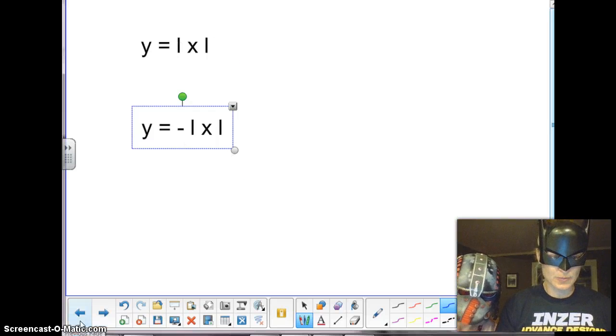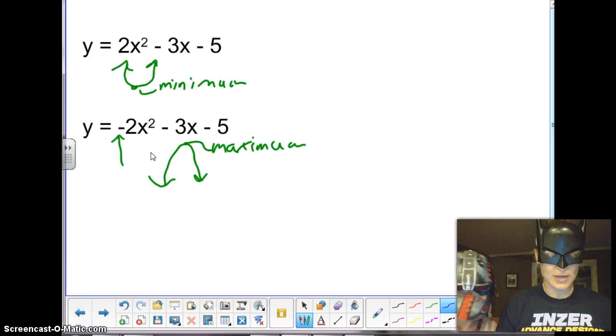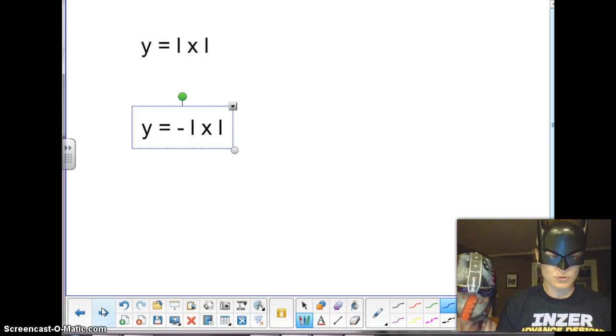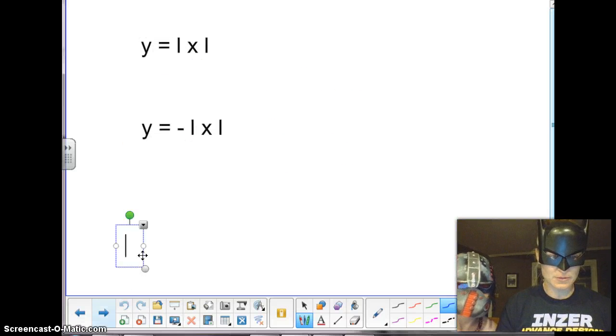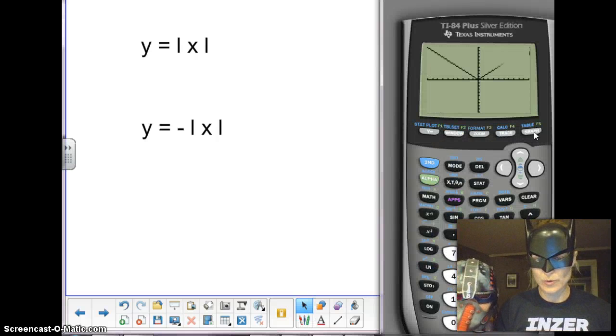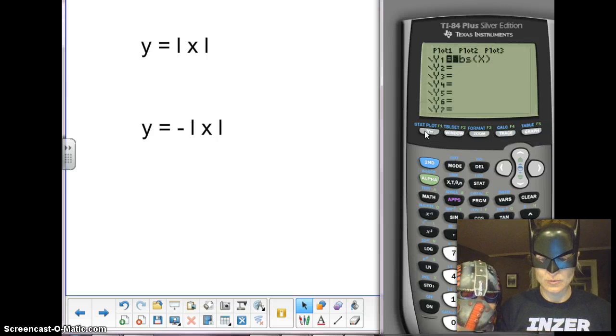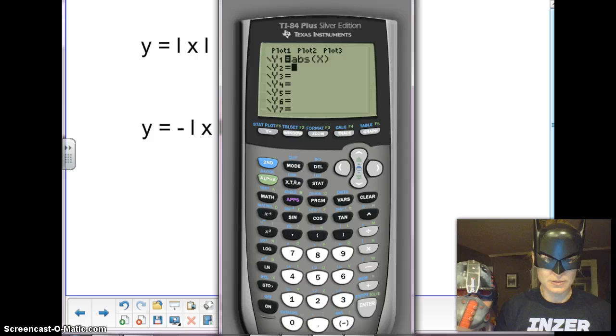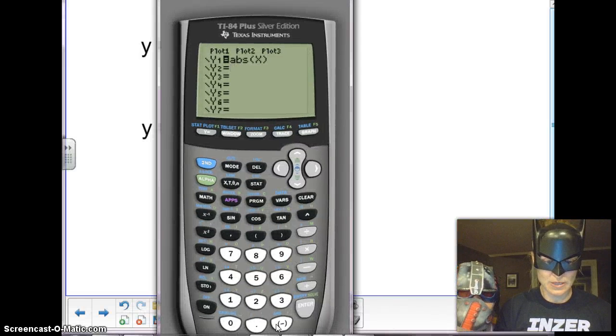If we think back to our quadratics, when this was positive, it had a minimum. When this was negative, we had a maximum. So let's see if that holds true with our absolute values. Here we have the absolute value of x, and lo and behold, it has a minimum. Let's see what happens with the negative. When we put the negative here, we have to go to the negative at the very bottom. You probably can't see it because our heads are in the way, so I'll move it over here. Okay, so we go negative here.